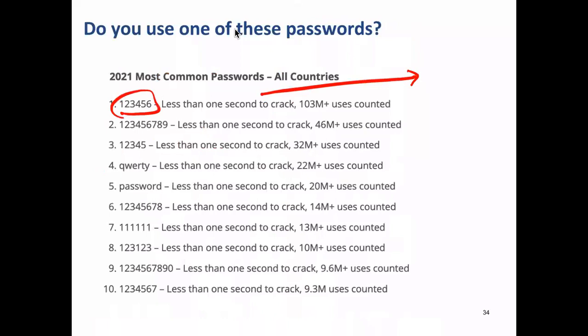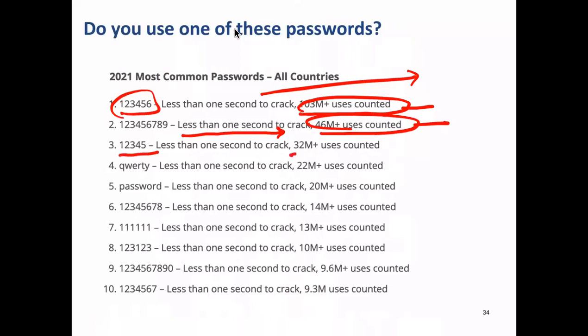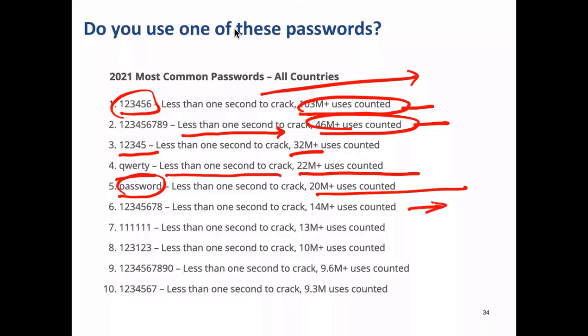And the survey says that 103 million plus users use this. The second most popular is 123456789, which will require less than 1 second to crack, and 46 million plus users use it. Then 12345, used by 32 million users. Then QWERTY, less than 1 second to crack, and 22 million users use it. Then the simple word "password", again less than a second, and 20 million people use this. And then 12345678, 111111, and so on.